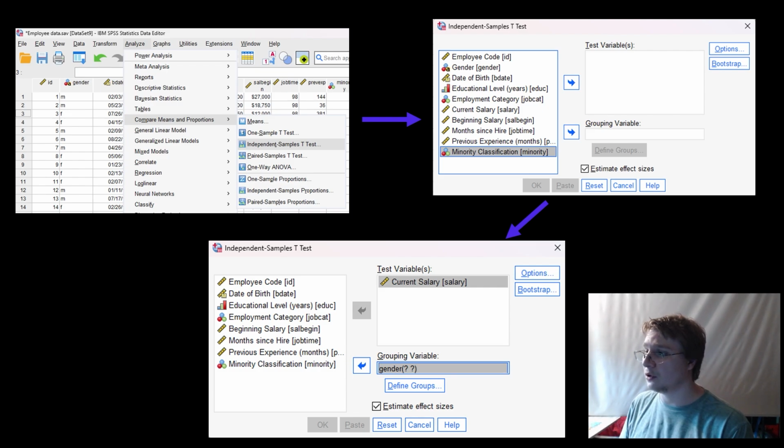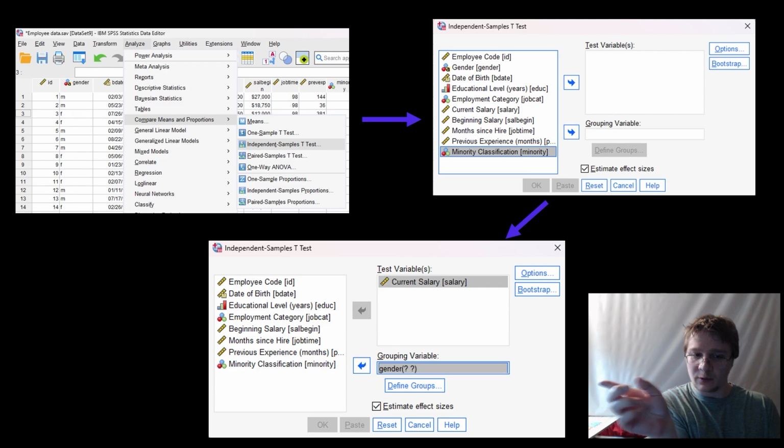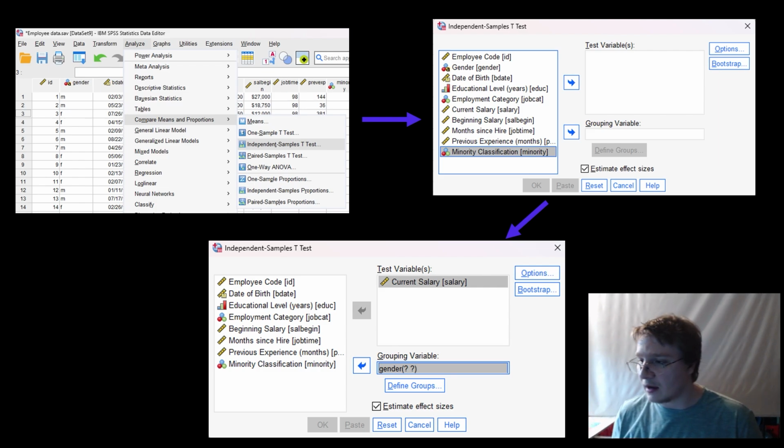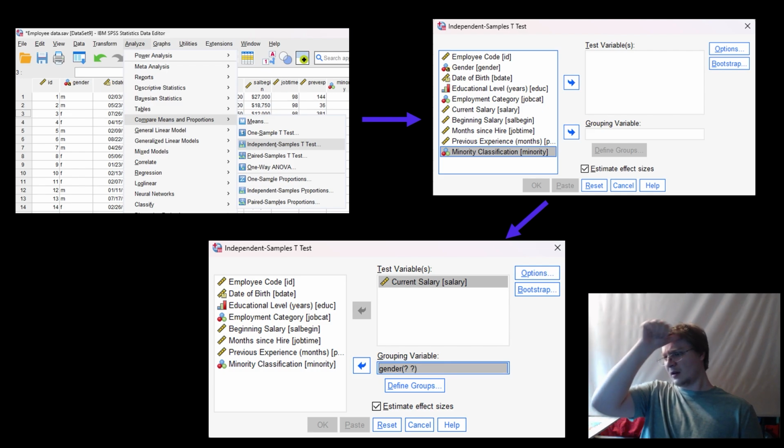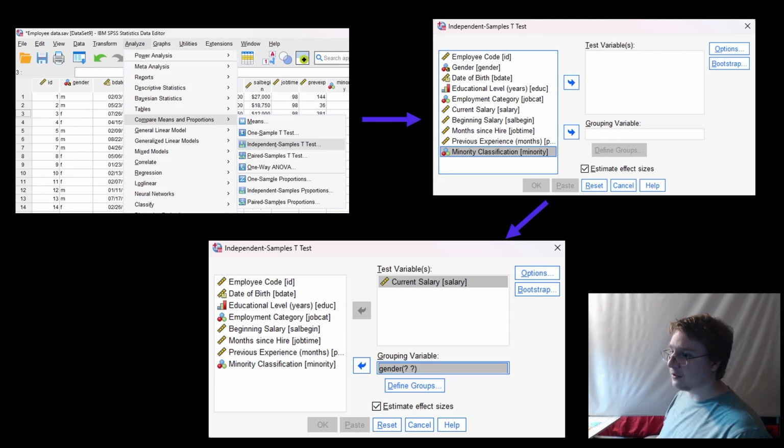Then this window is going to pop up right up here. What we're going to do is find our 2 columns, which are gender and current salary. With the current salary highlighted, you click on the arrow and move it over to test variables. Any of the variables you want to test, you put in there, like your data set.